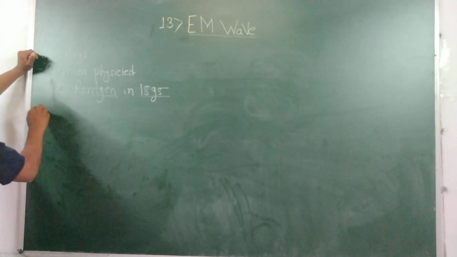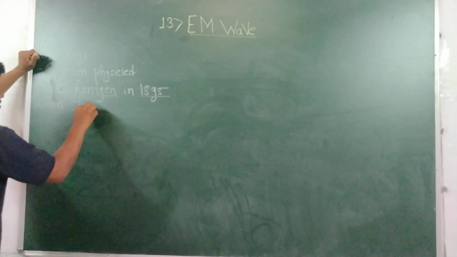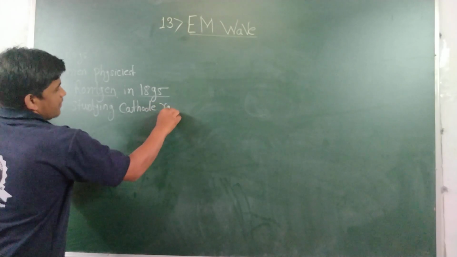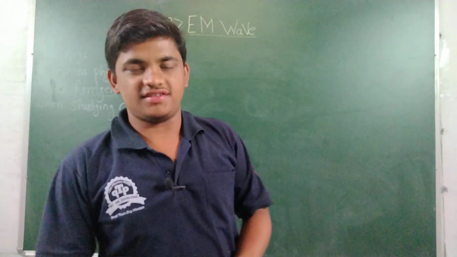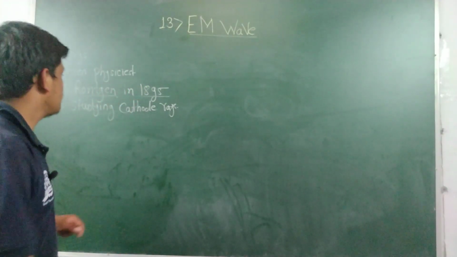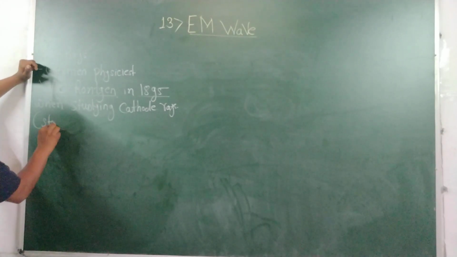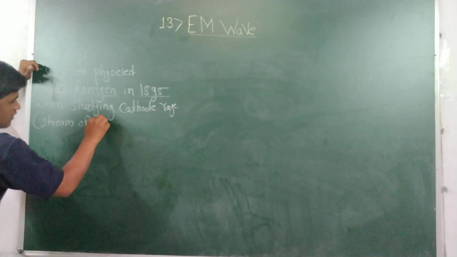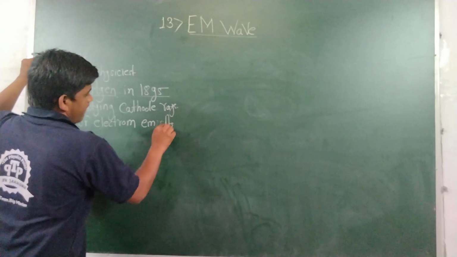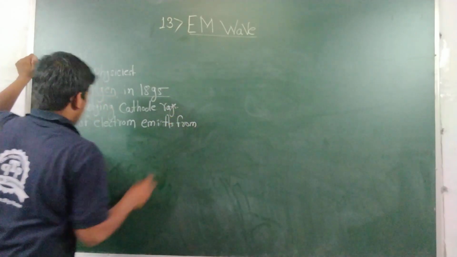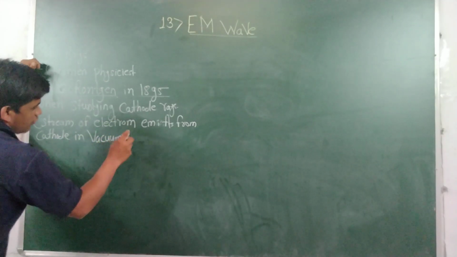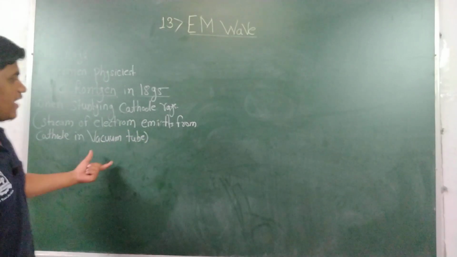While studying cathode rays, what are cathode rays? A stream of electrons, or a beam of electrons, emitted by the cathode in a vacuum tube. This is a stream of electrons emitted from or by the cathode in a vacuum tube. This is the cathode rays.